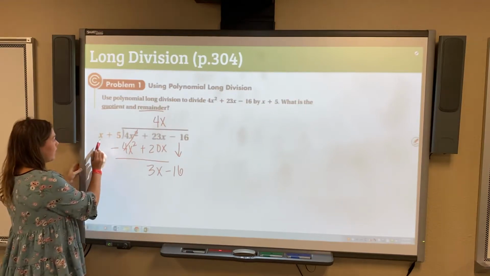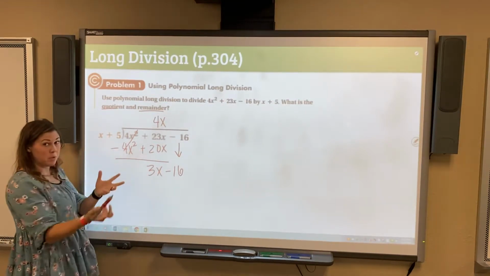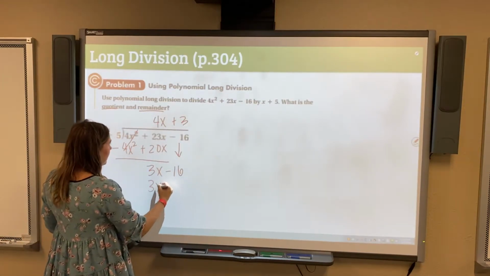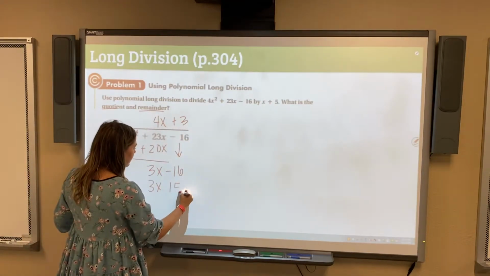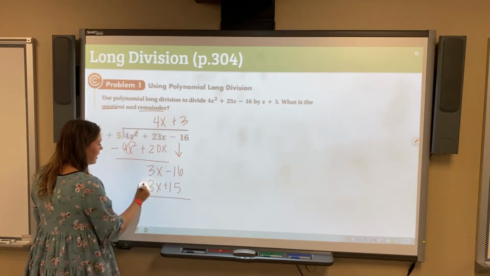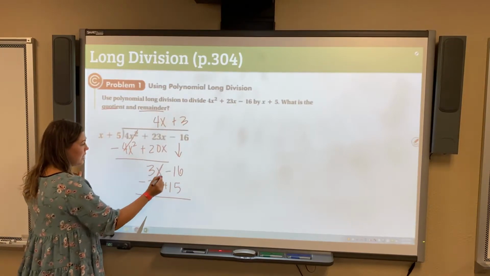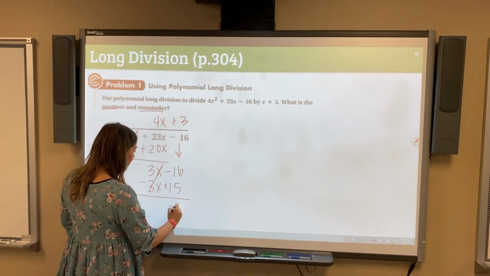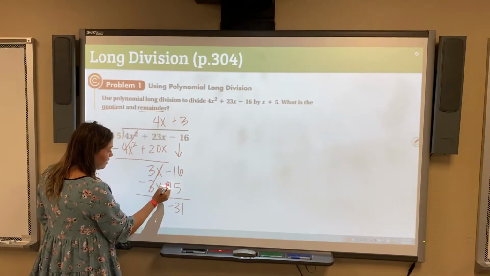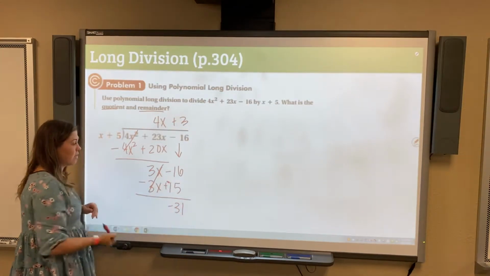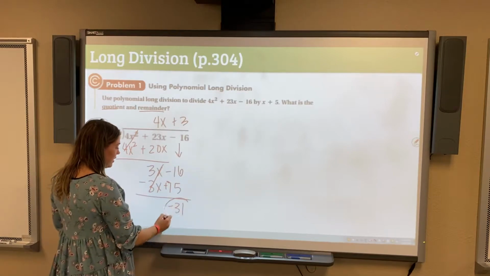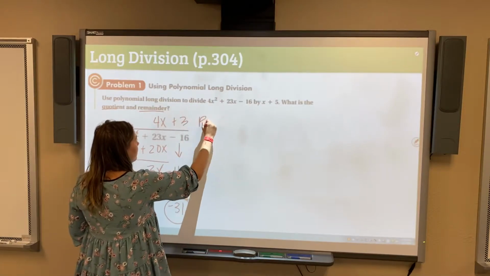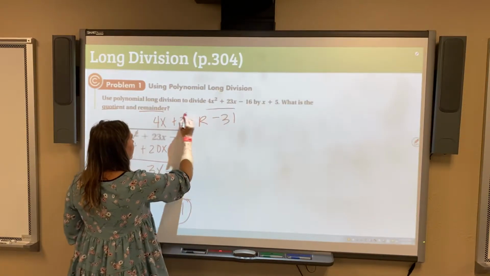Now, what do I need to multiply times x to get 3x? Well, that would be 3, so we're going to say plus 3. 3 times x would be 3x, and then 3 times 5 would be 15, plus 15. So now we subtract. 3x minus 3x cancels. Negative 16 minus 15 is negative 31. If you need to distribute that negative, do it. That's a negative 31. There's nothing else to bring down, so this is our remainder. So our quotient is 4x plus 3 with a remainder of negative 31.